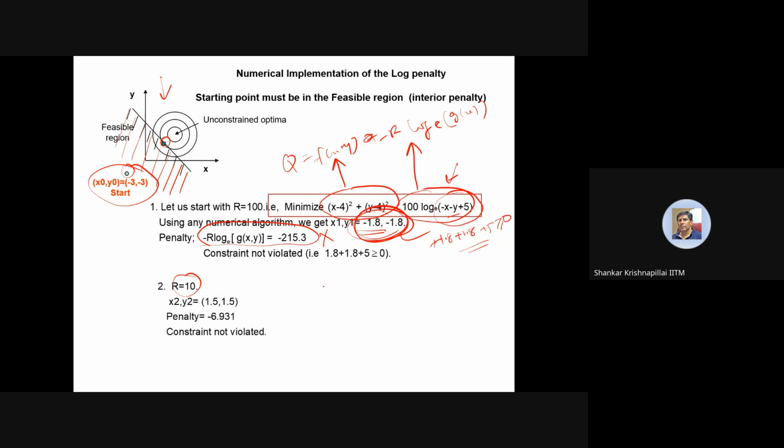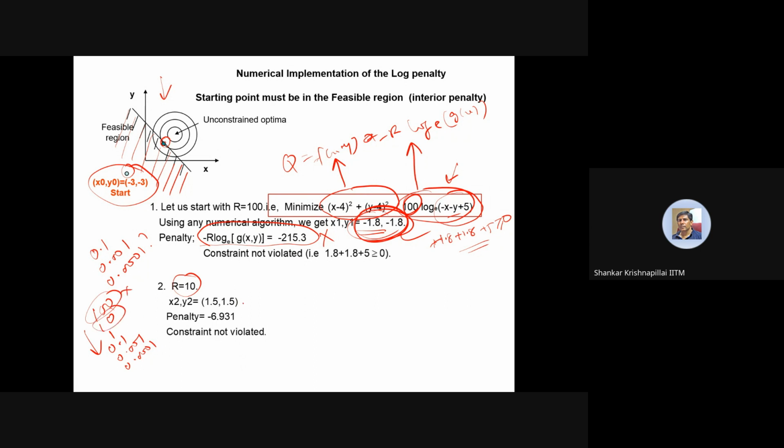In this log penalty function, r will work for very small values. So what is a very small value? Is it 0.1 or 0.001 or 0.0001? We don't know. So what you do is that you start with large values of r and successively decrease it, 0.1, 0.001, 0.0001, etc. And you check at which value of r it will converge. First we tried r equal to 100, it is not working. Next we put r equal to 10.